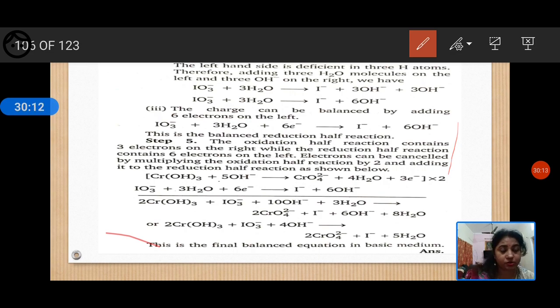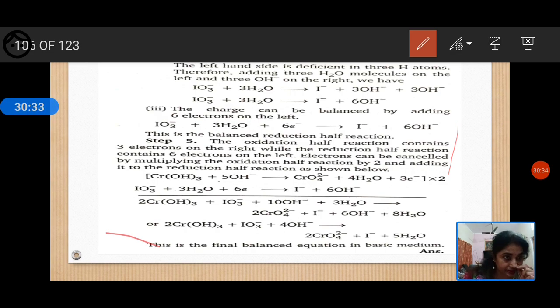The first reaction is hiding here. IO3 gives out I minus. Okay, so balancing of oxidation half reaction was done. Next step is to balance this. IO3 minus gives out I minus.